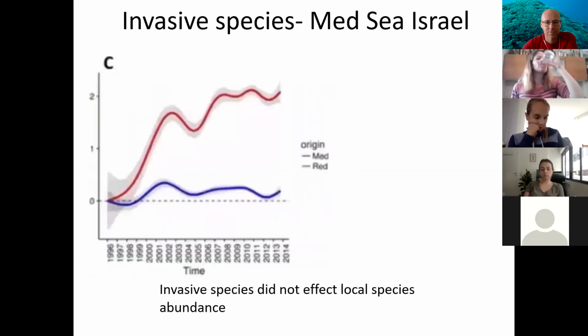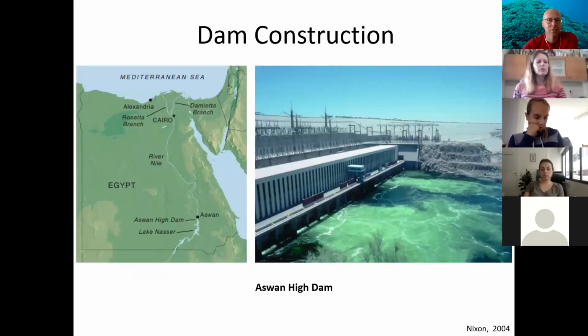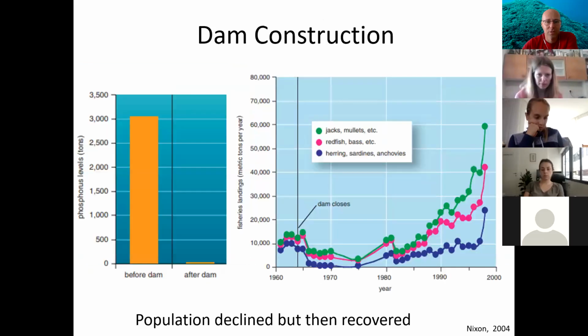Let's skip this. And we talked about dam construction. I want to show you how dam construction changes the local environment on a local scale. This is the Aswan Dam, sorry, and this is from the Nile.